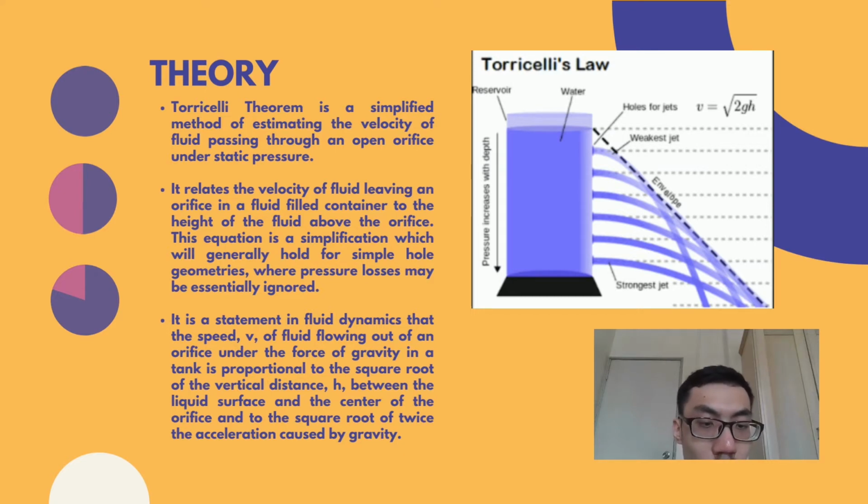It is a statement in fluid dynamics that the speed v of fluid flowing out of an orifice under the force of gravity in a tank is proportional to the square root of the vertical distance h between the liquid surface and the center of the orifice, and to the square root of twice the acceleration caused by gravity. Based on the figure at the right side, Torricelli's law states that v equals the square root of 2gh, and the pressure will increase with the depth, hence the strength of the jet is increased with the depth too.